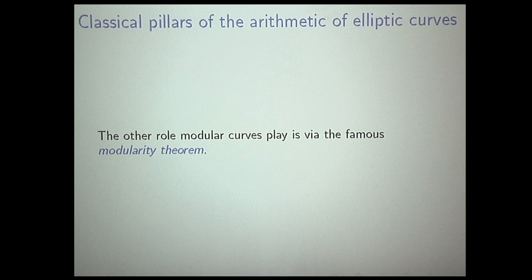The other role modular curves play is this famous modularity theorem, which is totally transverse. What it says is that any elliptic curve is covered by one of these modular curves. And the covering is by a map of finite degree. And so any elliptic curve over Q is covered by one of these modular curves. Over Q is important. And what does that mean? That means that if you have any elliptic curve over Q, up to finite ambiguity, it knows all elliptic curves.